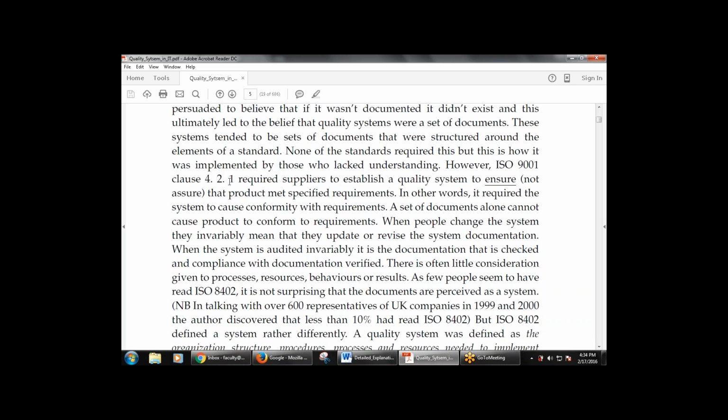However, ISO 9000 clause 4.2 required the suppliers to establish a quality system to ensure that product met the specified requirements. So whatever requirement is carried out, that is specified by ISO 9001, is used to ensure that the product met the specified requirement. In other words, it required the system to cause conformity with the requirement. So whatever requirement is carried out will be confirmed by the various compliance and documentation that are also part of the ISO 9001 or ISO 9000 standard.